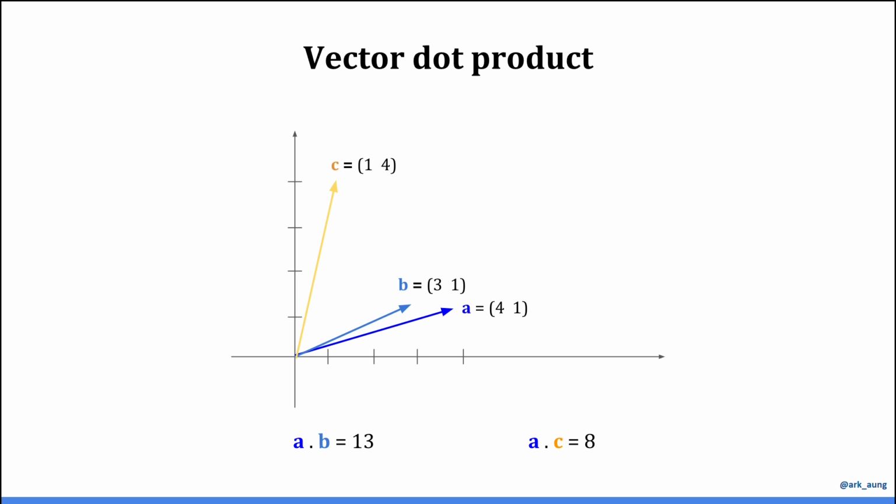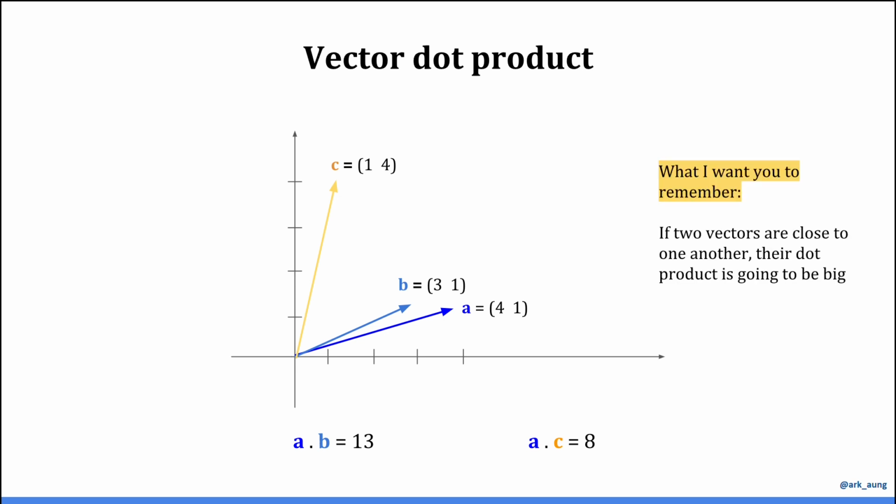If you do a vector dot product between two perpendicular vectors, for example, between vector (4, 1) and vector D, which is, let's say, (-1, 4), then you're going to have 0. The vector dot product between two vectors which are perpendicular to each other is going to be 0. And the vector dot product between two vectors which are completely opposite to each other in terms of direction is going to be a pretty small value, a negative value. So what I want you to remember from this slide is, if two vectors are close to one another, the dot product is going to be big. Or in a way, if two vectors are similar to one another, the dot product is going to be big.